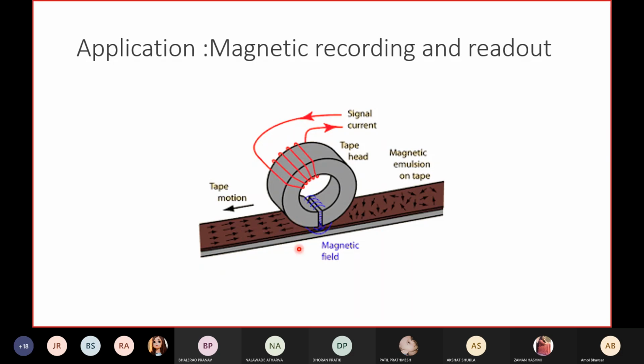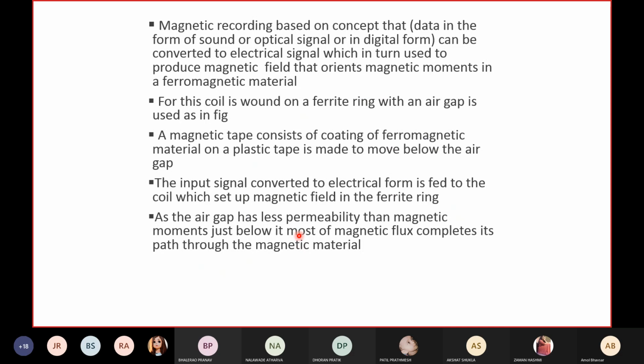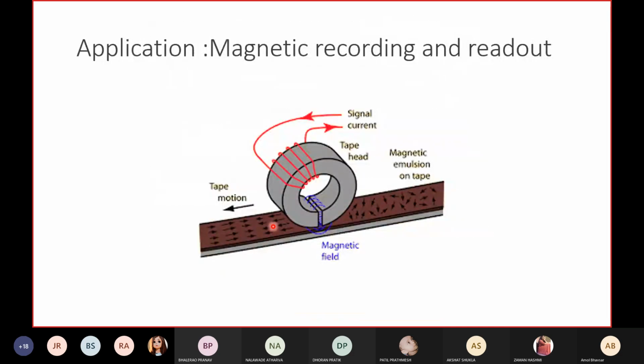Whenever you allow the tape to pass again through this coil, reading of the signal takes place. The magnetic field converts that signal into electrical and electrical into sound. Then we can hear the things. So we can store the information on this magnetic tape for a very long time.